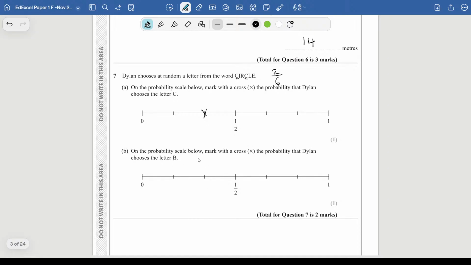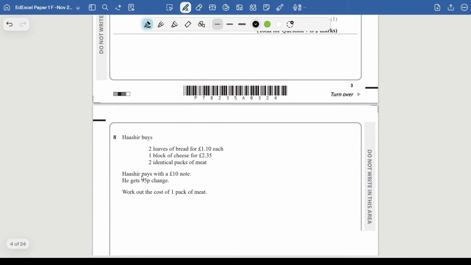On the probability scale, mark with a cross the probability that Dylan chooses the letter B. Now in the word circle, we don't see the letter B, so it's an impossible event. So its probability will be 0. So this is the probability on the scale.